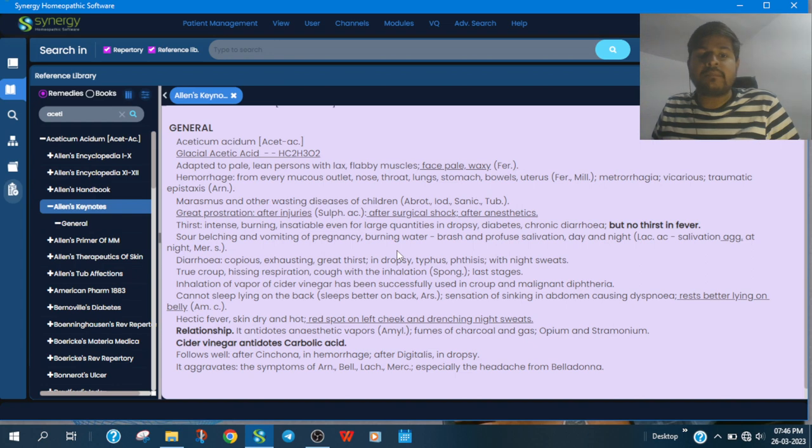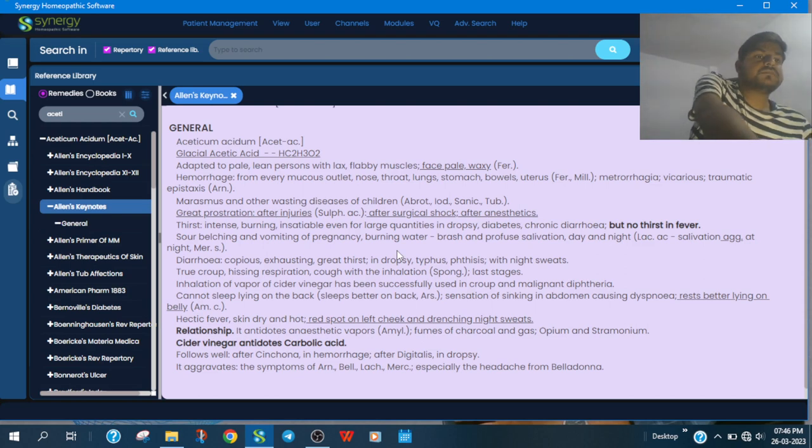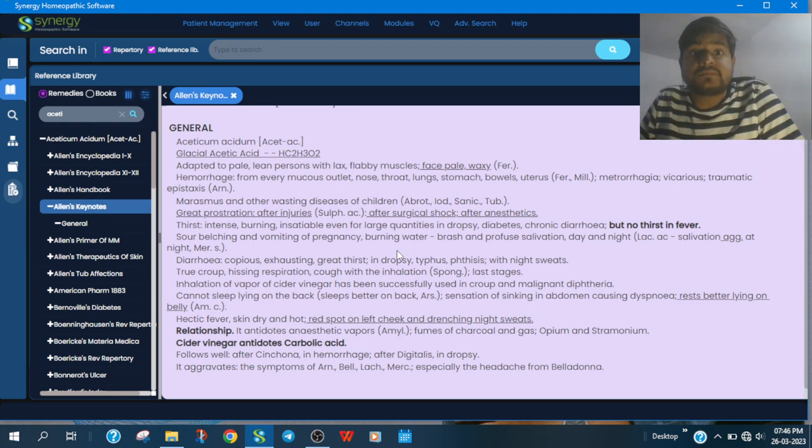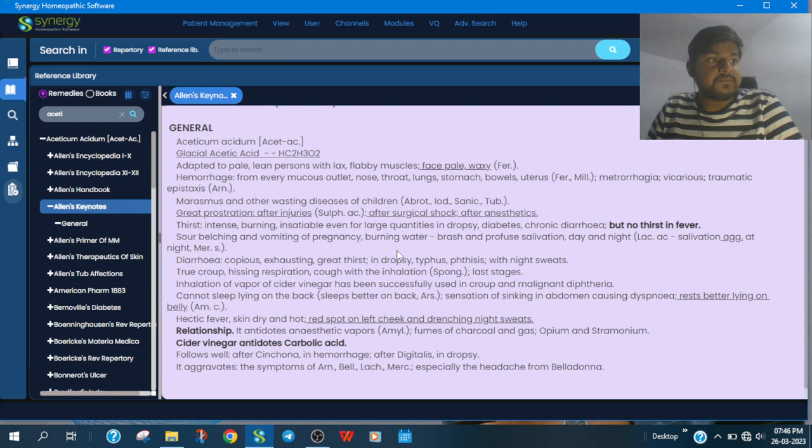Cannot sleep lying on back, it aggravates the symptom. Let's talk about cannot sleep lying on back, or cannot sleep on abdomen. That is acetic acid. Can sleep better on back, sleep better on back, arsenic. But arsenic has nothing to do with this medicine. I have seen it before.